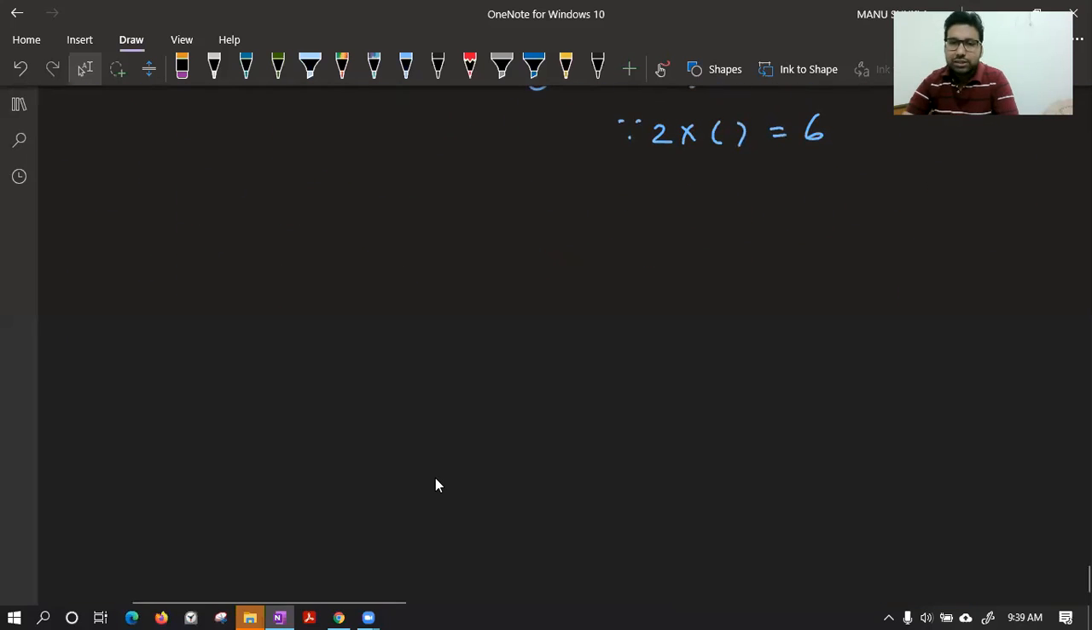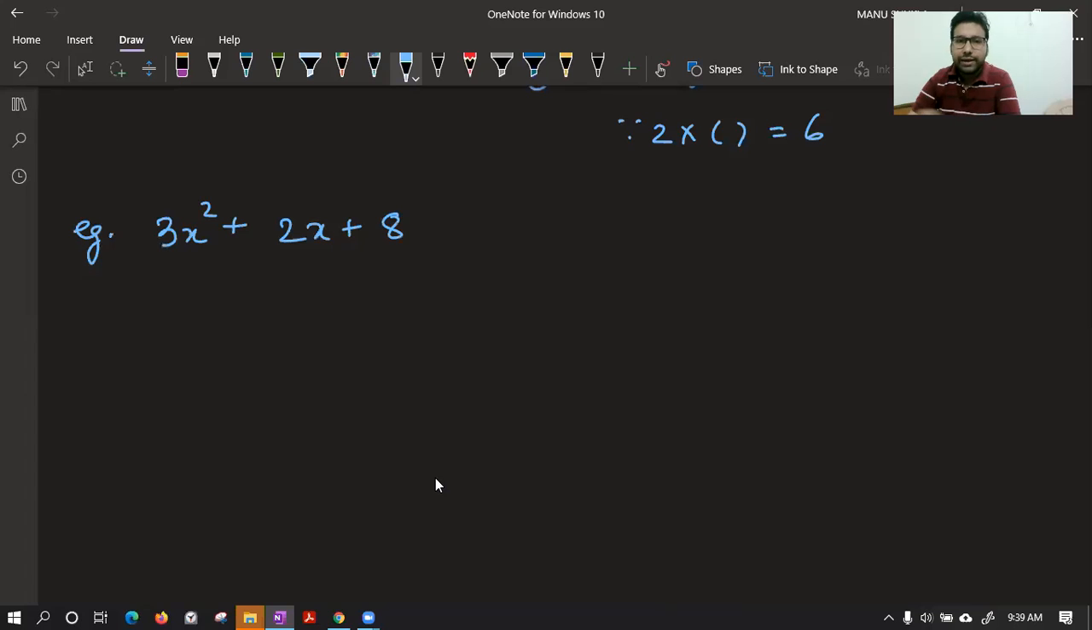Now I'm giving you one more example. 3x square plus 2x plus 8. How many terms are there in this expression? How many terms are there? Very good. There are two positive signs in between. So we have first term, second term, and third term. Okay, I hope you people are able to understand now the term thing.